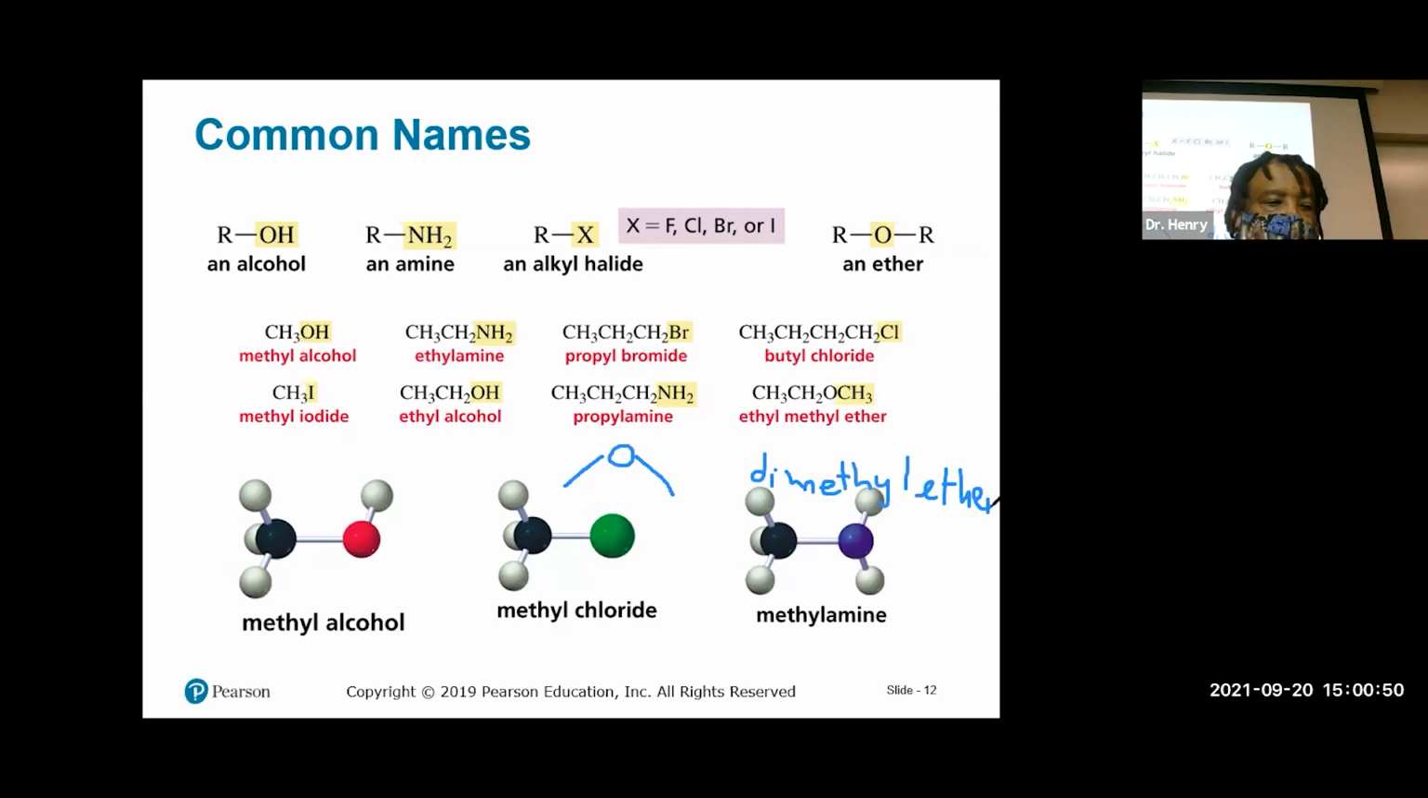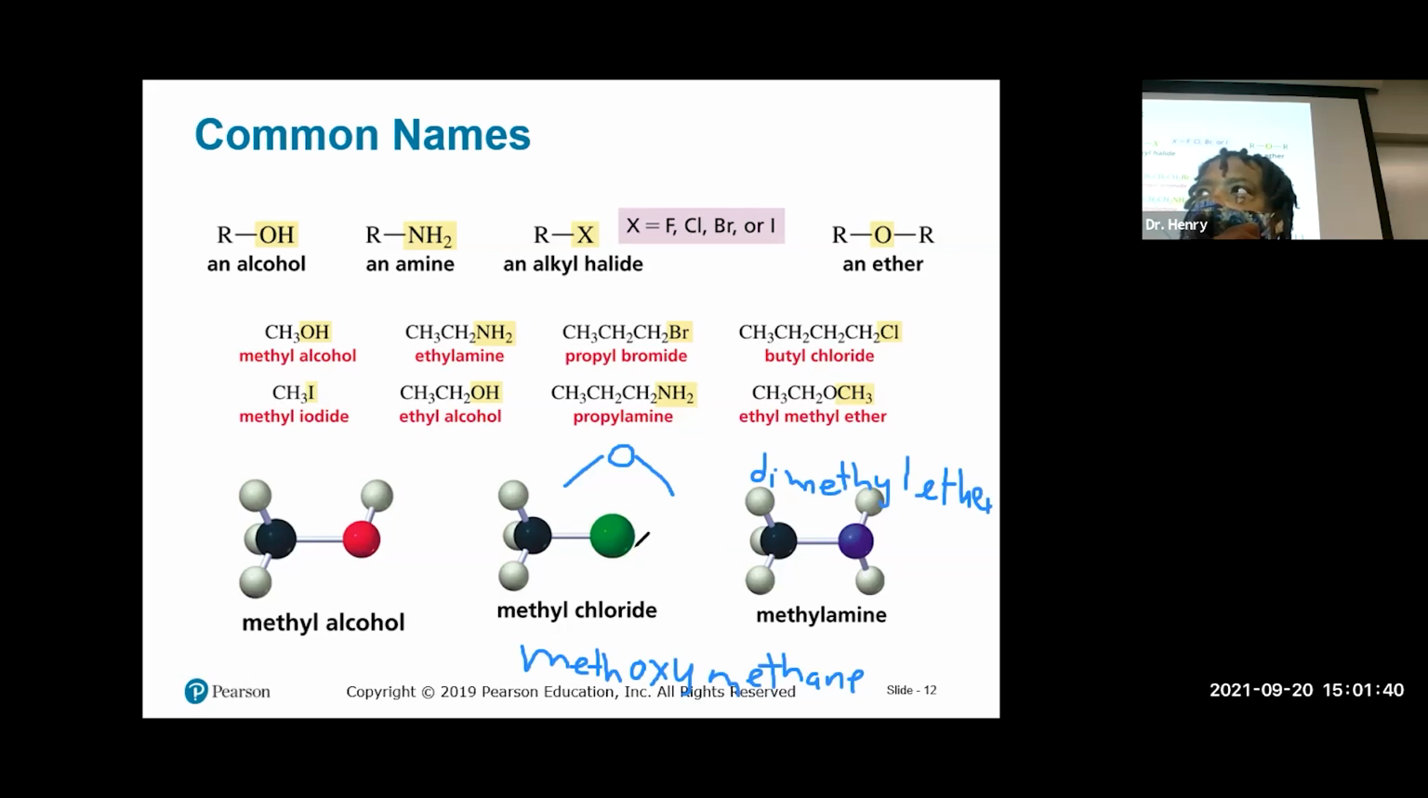And that's, again, the common name. So the IUPAC name would be methyl methoxy methane. Okay, so the ether just gets that oxy, and then you put the longest chain's name at the end, but since these are both the same chain.